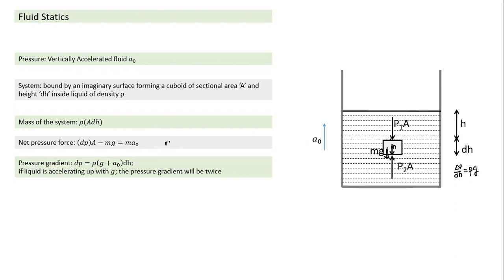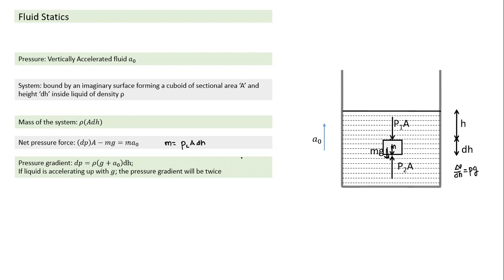Mass I could have written as the density of the liquid into the area of cross section into dh. So when I write those terms here, notice that m comes here, and it becomes a naught plus g. So dp becomes equal to rho times a naught plus g into dh. That's the term you get here.